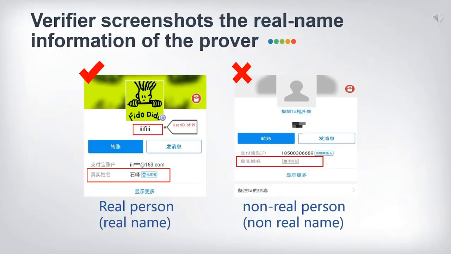Verifier screenshots the real name information of the prover. The picture on the left shows Alipay's real person user who has passed the real person authentication. The picture on the right is a non-Alipay real user who has not passed the real person authentication.